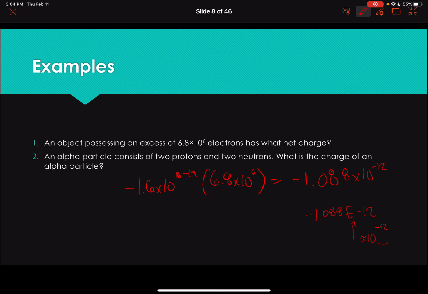An alpha particle consists of 2 protons and 2 neutrons. So what's the charge of an alpha particle? Well, we have 2 protons that are both 1.6 times 10 to the negative 19 charge. So it's 3.2 times 10 to the negative 19 charge. Simple enough. You just need to multiply by how many you have.